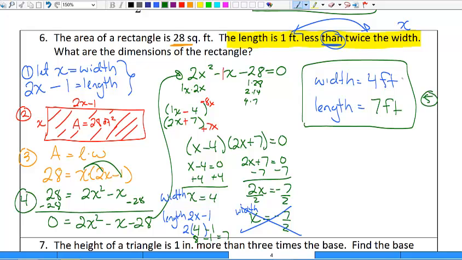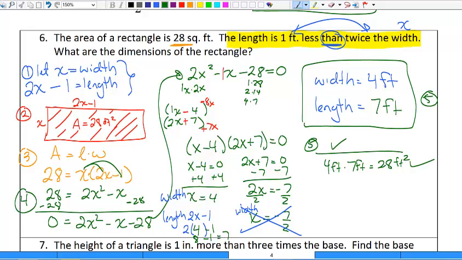And we're going to go ahead and check. To check, on step 5 here, go back to the words and make sure every sentence makes sense. The area of the rectangle is 28 square feet. Well, is 4 feet times 7 feet, is that 28 feet squared? Sure is.